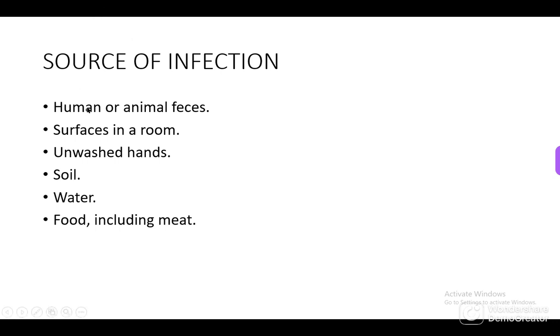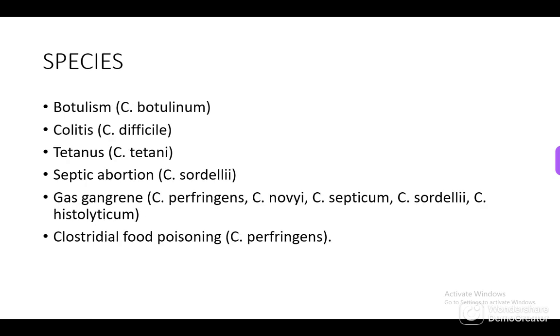These organisms are found in human and animal feces, and on surfaces in rooms, as they are anaerobic organisms, as well as unwashed hands, soil, water, food, and the best media is meat. These are the species which I have mentioned. There is gas gangrene, caused by Clostridium perfringens. Maybe some rare species are involved, like Clostridium novyi, septicum, sordellii and sporogenes. Sordellii is important in septic abortions. And Clostridium perfringens can also cause gastroenteritis.